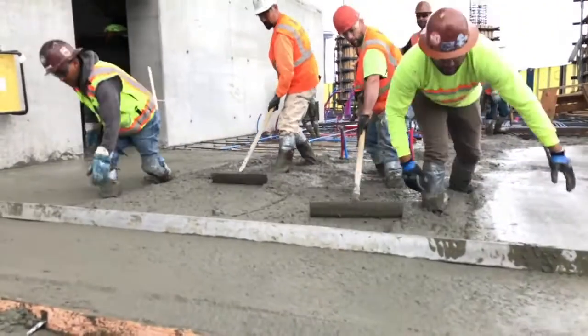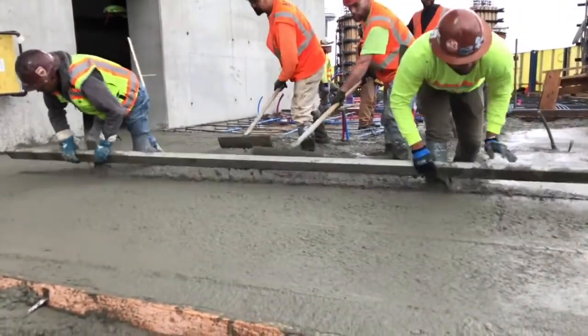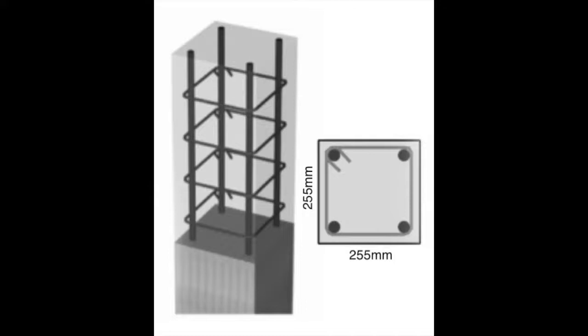Therefore, N12 rebar was added to a 30 megapascal concrete to find the ultimate design. The concrete was said to be poured in a 255mm square with 4 steel rods in each corner as shown in the visual.